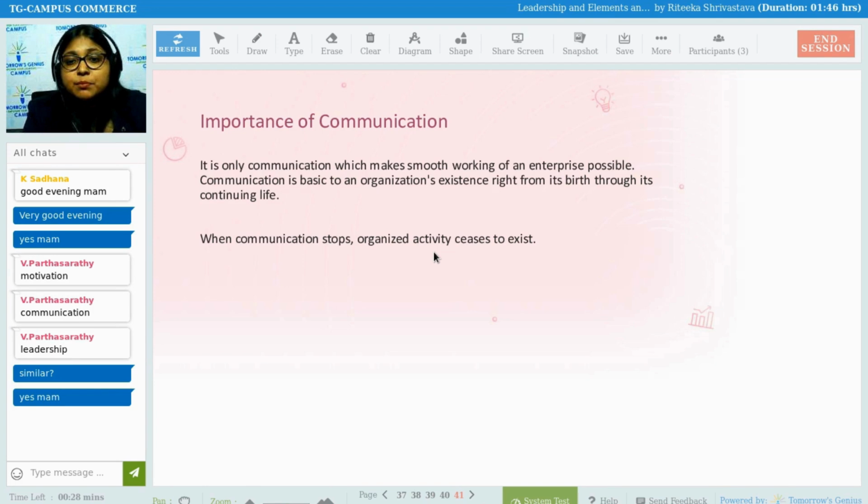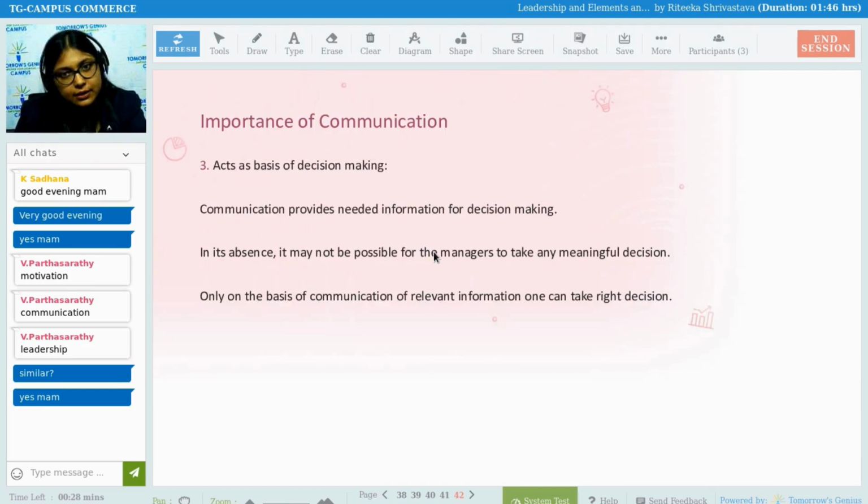It is only communication which makes smooth working of an enterprise possible. Communication is basic to an organization's existence right from its birth through its continuing life. When communication stops, organized activity ceases to exist. So communication is a continuous process which will go along as long as the organization is existing. The time communication stops, a very big disaster starts creating in the organization.